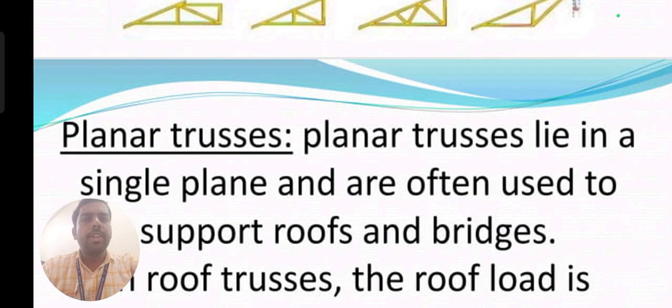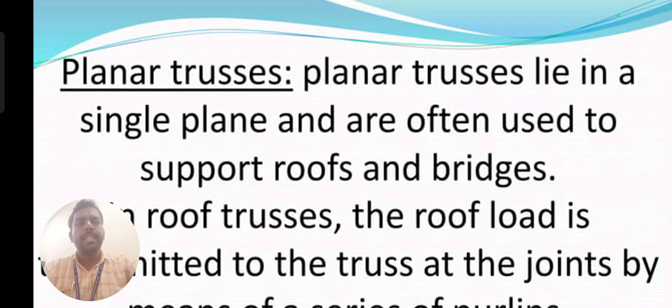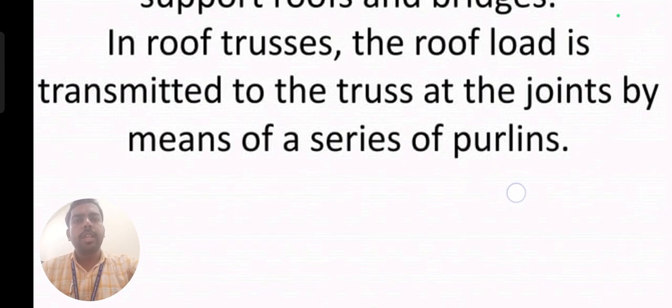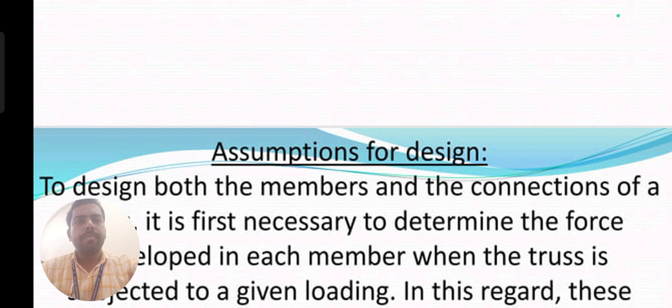Coming to planar trusses, planar means it is in a single plane, not in multiple planes. They are often used to support roofs and bridges. In roof trusses, the roof load is transmitted to the truss at the joints by means of a series of purlins. Purlins are used for supporting the principal rafters.